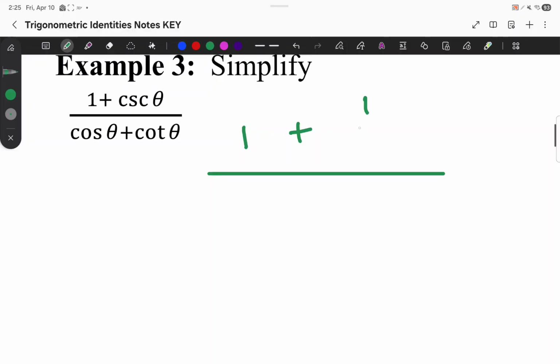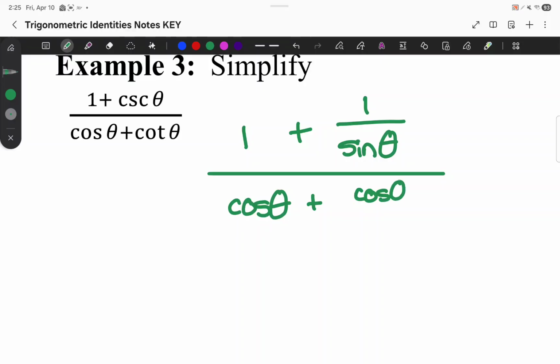Cosecant is 1 over sine, so I'm just going to do a small fraction inside my larger fraction. So for each one of the trig identities, I'm basically trying to write it in terms of sine, cosine, or both. Cosine is already in terms of cosine, so I'll leave that. But is there a way I can rewrite the cotangent? Cosine over sine?